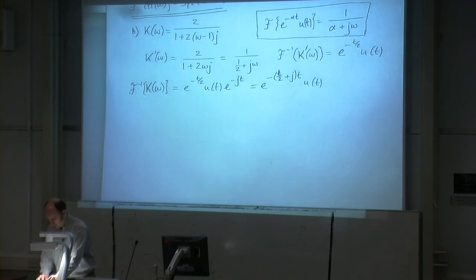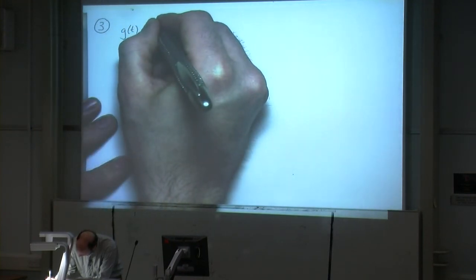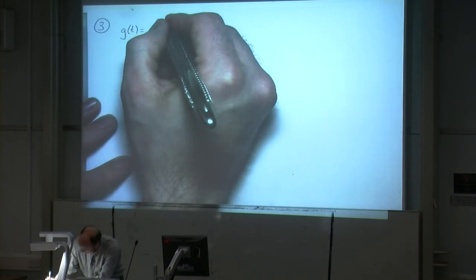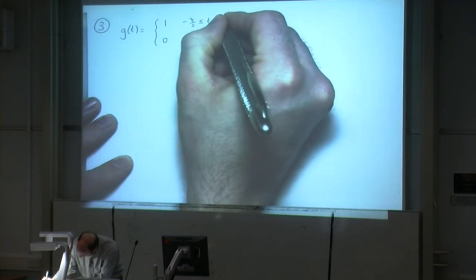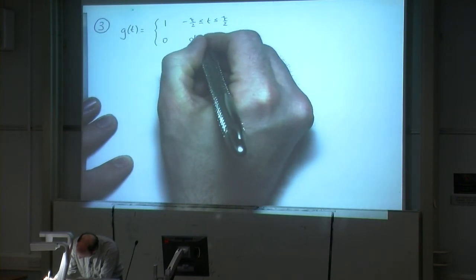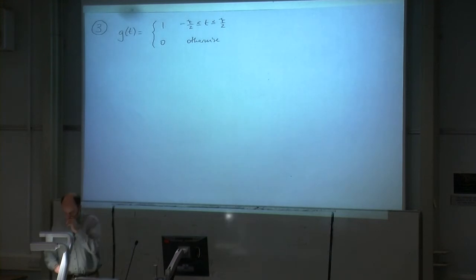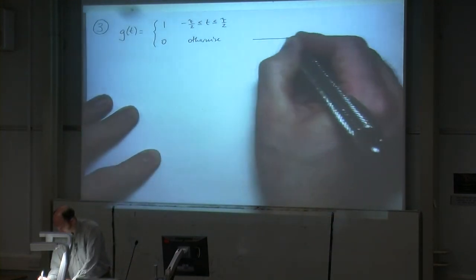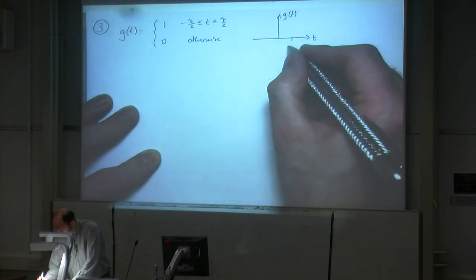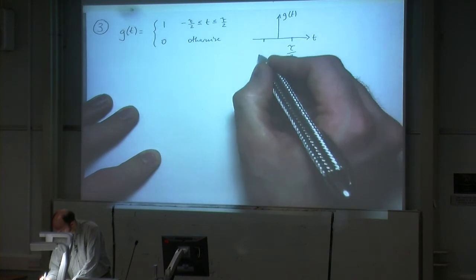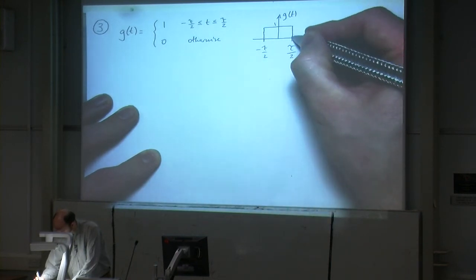Let's do question 3. We've got a function g of t where there's a value of 1 between tau upon 2 and minus tau upon 2, and it's 0 elsewhere, so quite clearly it's a rectangular function. g(t) looks like that.